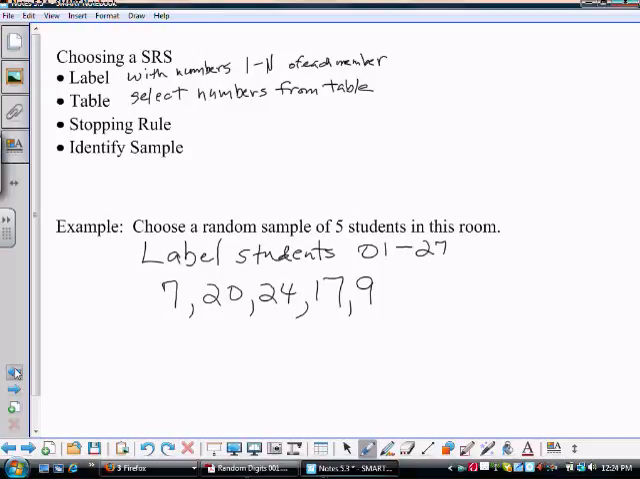All right. So there's my students. My stopping rule was to stop at 5. I identify my sample, so I would want the names of who is student number 7. Give me your name. Chris. 20. Victor. Which Victor is that? Okay. 24. Jody or Jordy? 17. Mark. And 9. Gina. Okay. So there's our random sample.